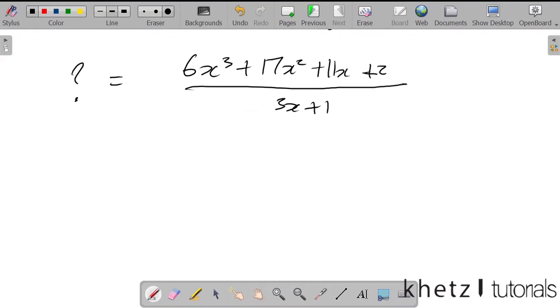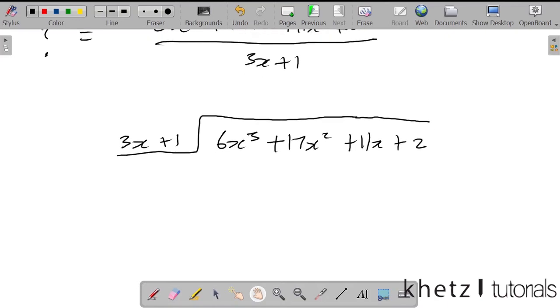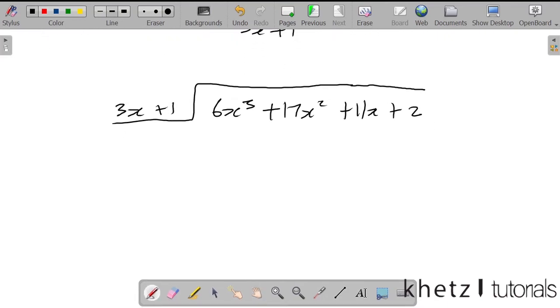So then let's start. You're going to have our 3x plus 1 over there, and you're going to have your 6x cubed plus 17x squared plus 11x plus 2. This is how you compute your answer. So you're going to say 3x into 6x cubed. What is the answer to that? The answer to that is 2x squared.